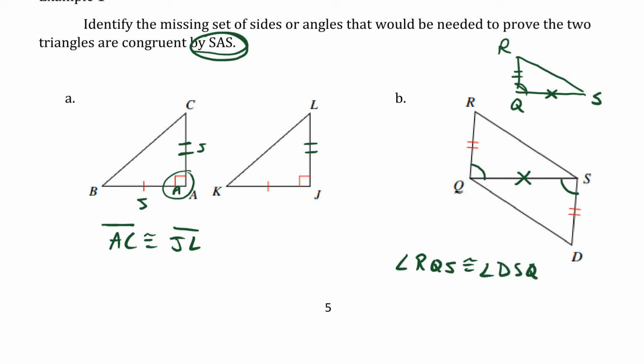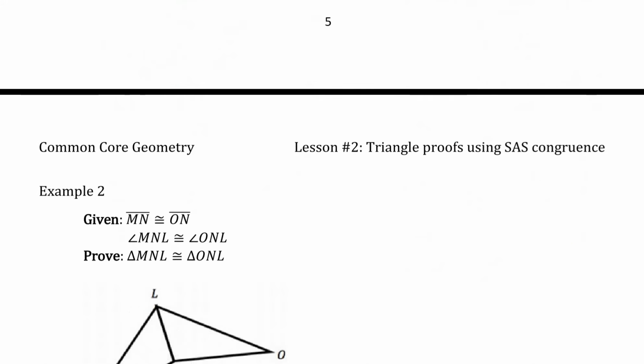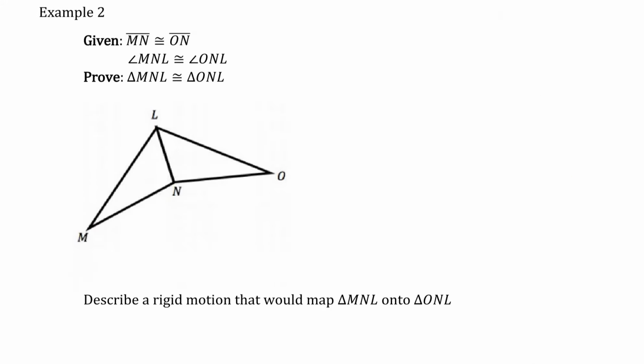All right, so now that we understand what side, angle, side is and how we can see that in our proof, let's try a proof. So in this picture, it says that MN is congruent to ON, given, angle MNL is congruent to angle ONL, given. And in my picture, I see the reflexive property.